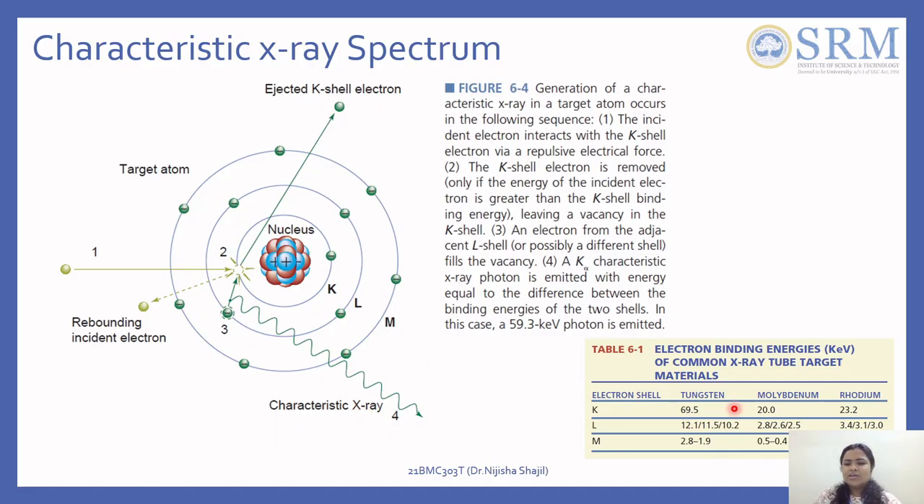So based on these energies only, we decide what type of target atom we want. If you want high energy, based on that you need to select this K, L, M. Based on K, L, M you can select. So these are the available: tungsten, molybdenum, rhodium.